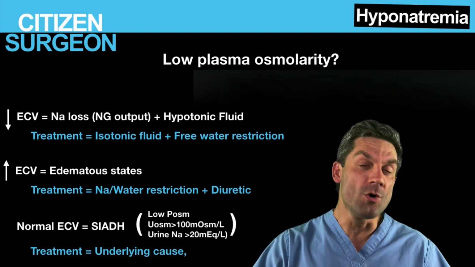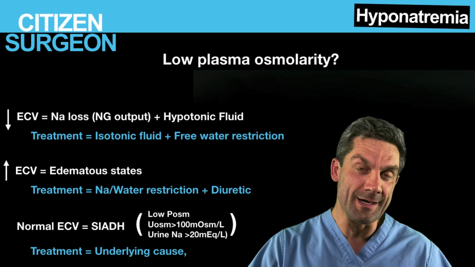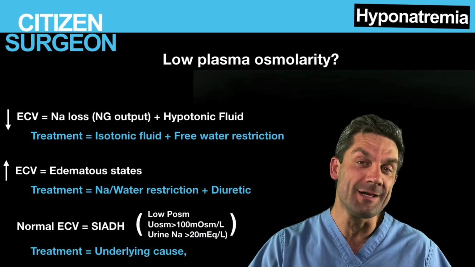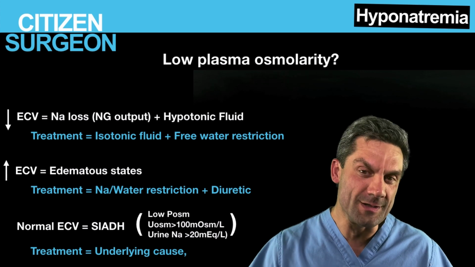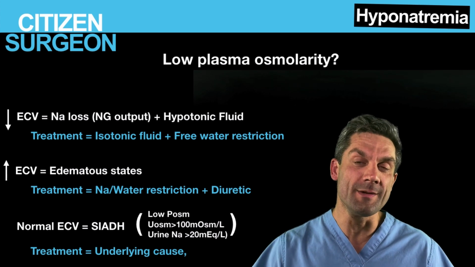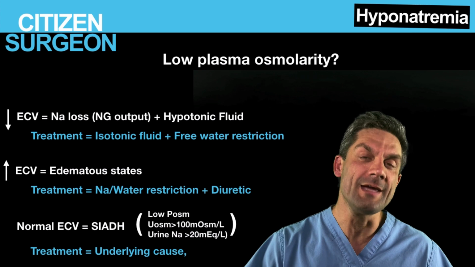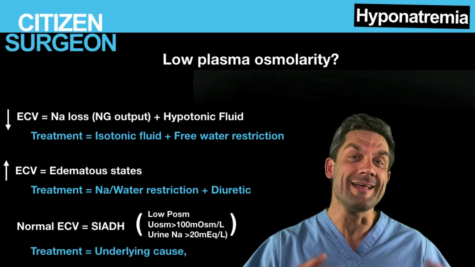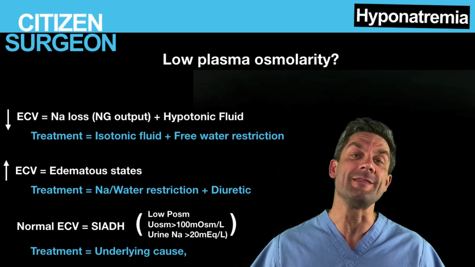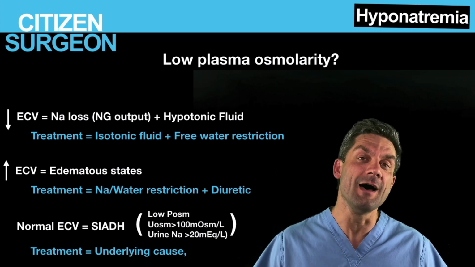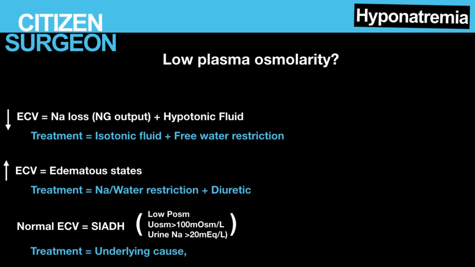One is a low plasma osmolarity. Number two is you have urine osmolarity that's greater than 100, I should put units on that, so greater than 100 milliosmoles per liter. And then three, you have a urine sodium concentration that's greater than 20 milliequivalents per liter. What's the treatment for that? Well, you just need to treat the underlying cause of the SIADH.